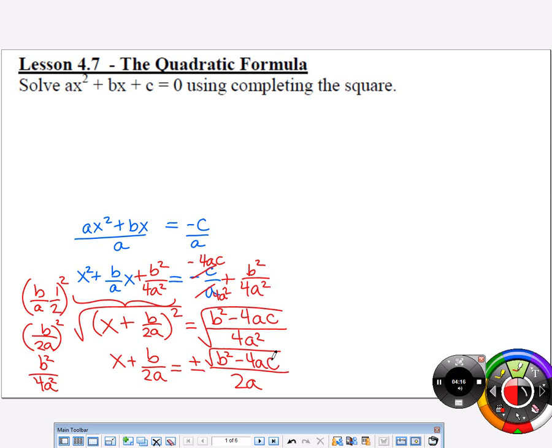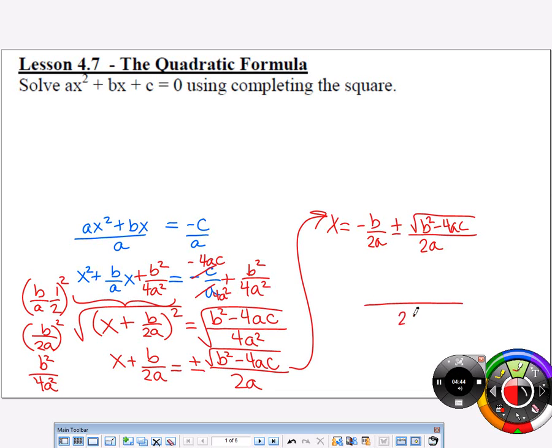All right, so what's the last thing I have to do to get x alone? Correct? Good. Subtract b over 2a on both sides. So then I'm going to get x equals negative b over 2a plus or minus the square root of b squared minus 4ac all over 2a. Notice those fractions have common denominators. So another way to write this would be negative b plus or minus the square root of b squared minus 4ac all over 2a. Okay.